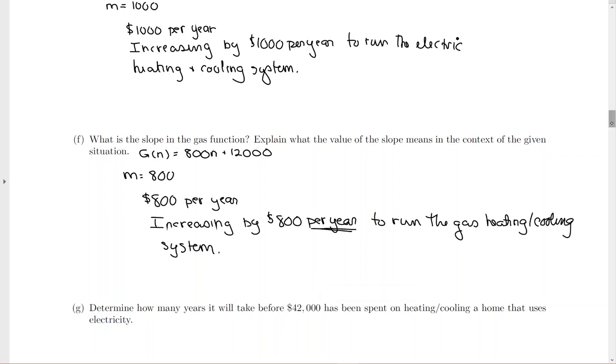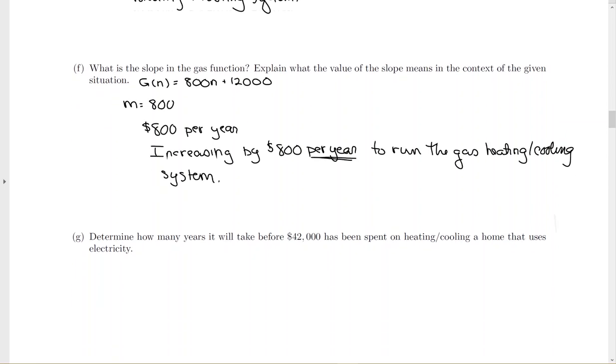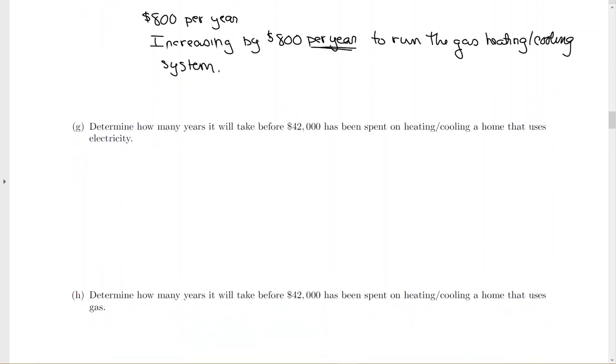For the next part, you're being asked to determine how many years it will take. So we're looking for our N value here before $42,000 has been spent on heating and cooling a home that uses electricity. So we go back to our electricity equation and plug in the 42,000 on the left side of the equation and solve for N. So it's 42,000 equals 5,000 plus 1,000 N. And again, we're going to solve. We're not just going to start plugging in for N and seeing what works. We're going to actually use some algebra here.